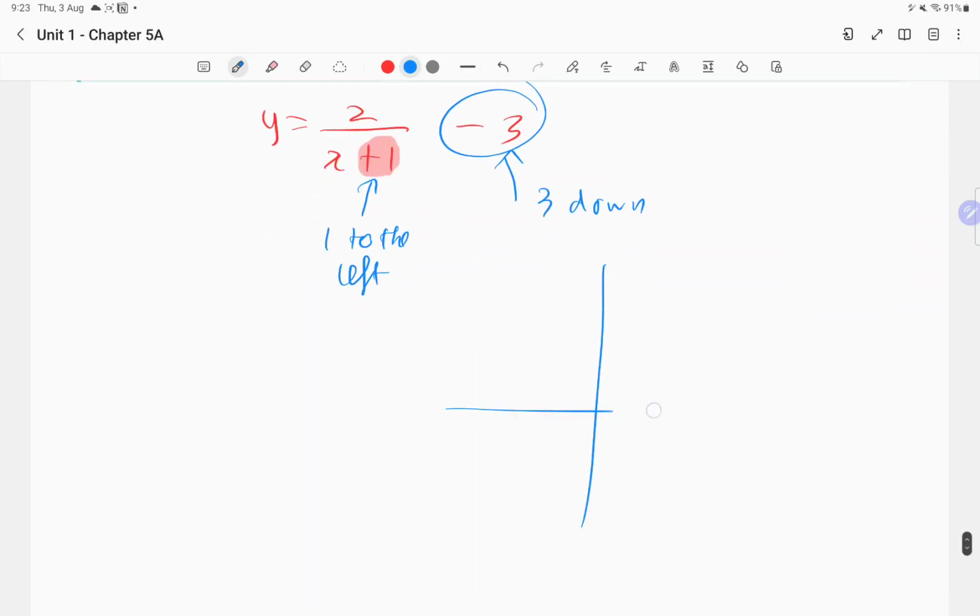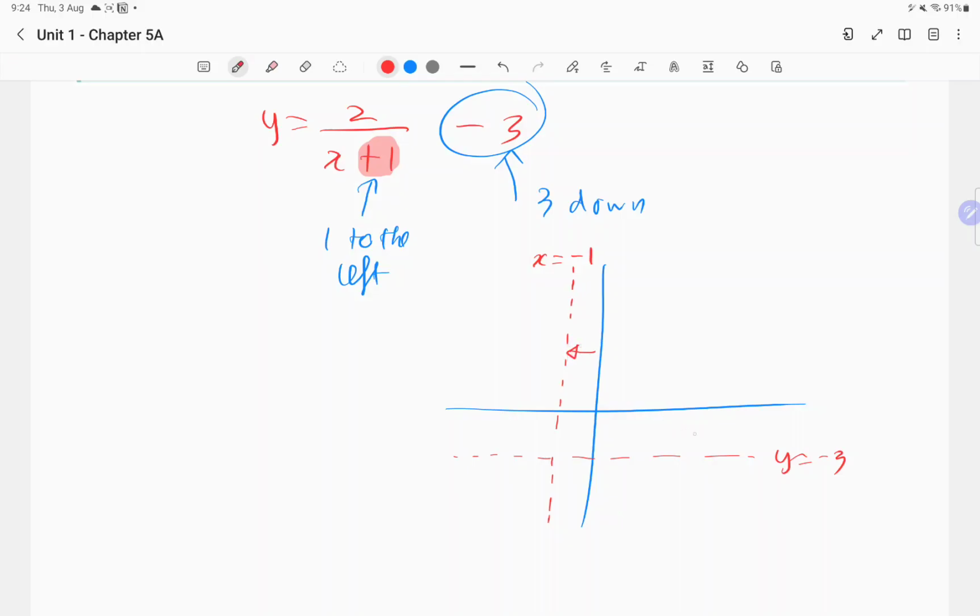Remember the original asymptotes are just the x and the y axis, and 3 down means that the new horizontal asymptote is y equals negative 3. And then 1 to the left means the new vertical asymptote would be x equals negative 1, because 1 to the left.